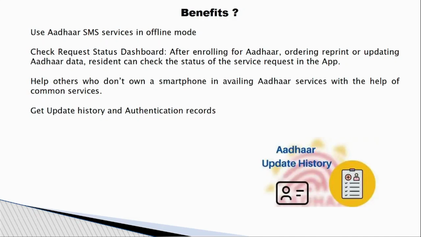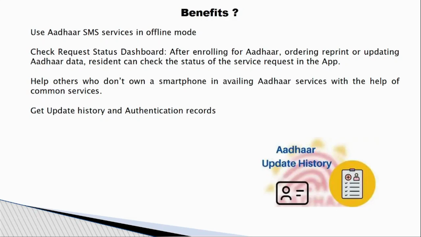So offline mode, you can check your request status on the dashboard. If you have given some updation, whatever the status is, you can verify it in the mobile app. Help others who don't have any smartphone. So 5 people can be used in one mobile. Your family members who don't have any smartphone, their Aadhaar you can upload in your mAadhaar app.